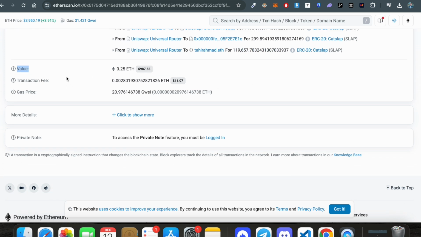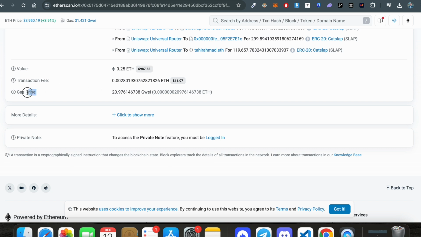So what is the total amount, which is known as value in ETH, which is 0.25 ETH. So the total amount of this transaction was 0.25 ETH. This is the transaction fee. So you know, whenever any transaction is submitted to the blockchain, and if the block is mined, that requires a fee, and the fee was 0.0028 ETH, which is around $11.